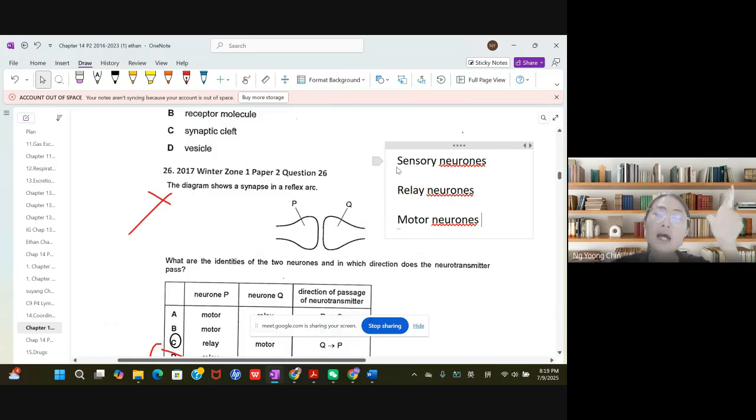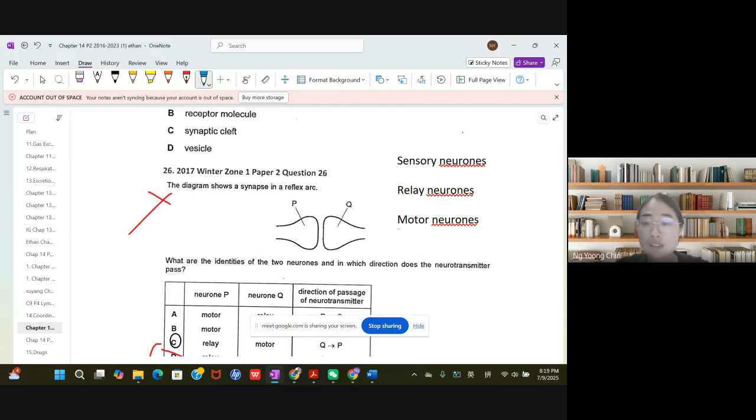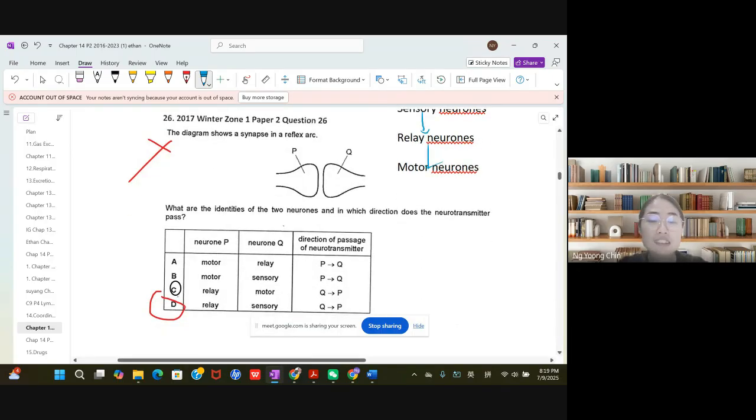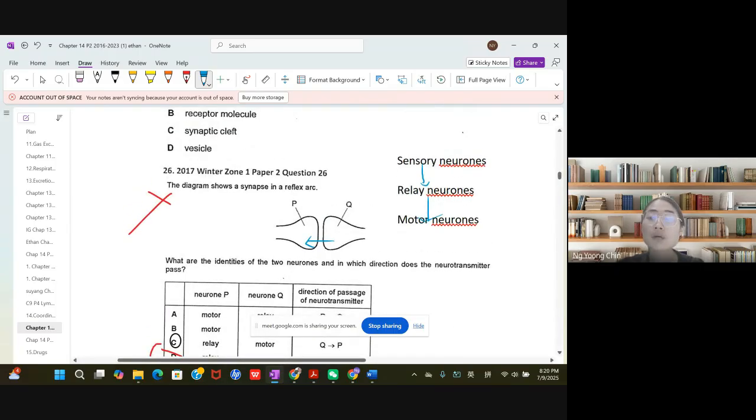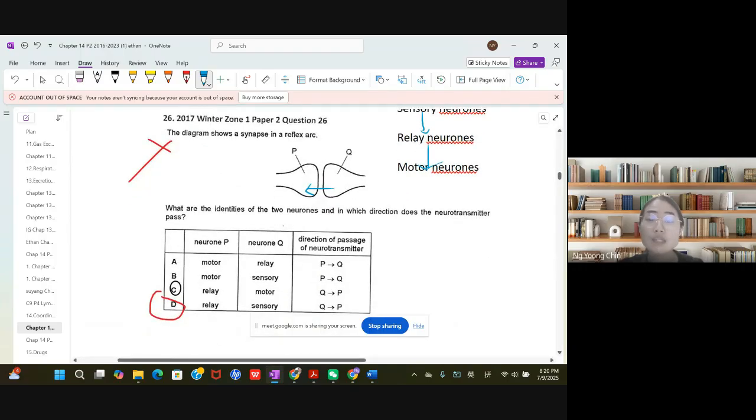So whenever the impulse needs to transmit from one neuron to another, it must go in this direction, from sensory to relay to motor. There's no way the nerve impulse can go backward, from the motor neuron to the relay neuron to the sensory neuron. So why C is not correct is because Q is the motor neuron and P is the relay neuron, and the impulse is moving from motor to relay neuron. How can it be? You cannot move your impulse from motor to relay neuron. You can only move your impulse from sensory to relay to motor.